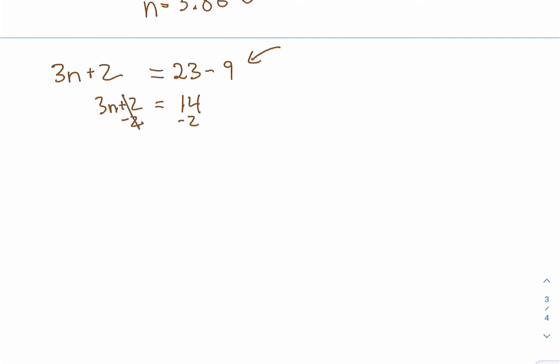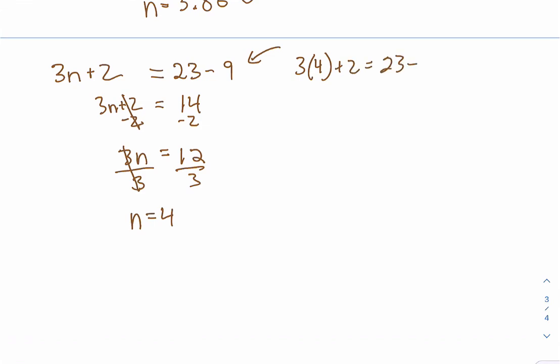Subtract 2. It's going to be 12. 3n equals 12, divided by 3, divided by 3, n equals 4. Now to verify, 3 times 4 plus 2 equals 23 subtract 9. So now you have 12 plus 2 equals 14. 14 equals 14. Check. All right, any questions?